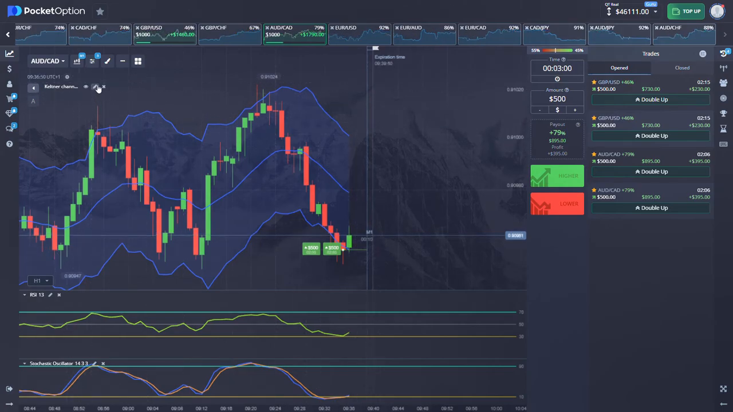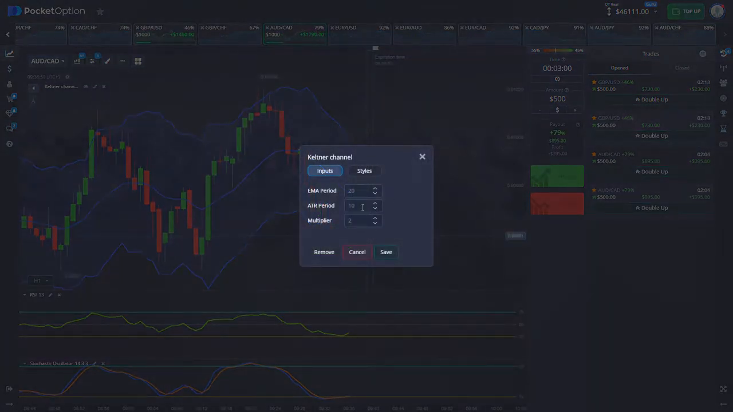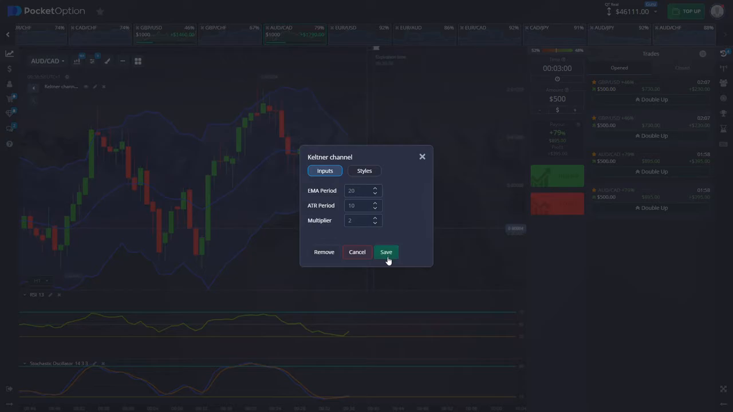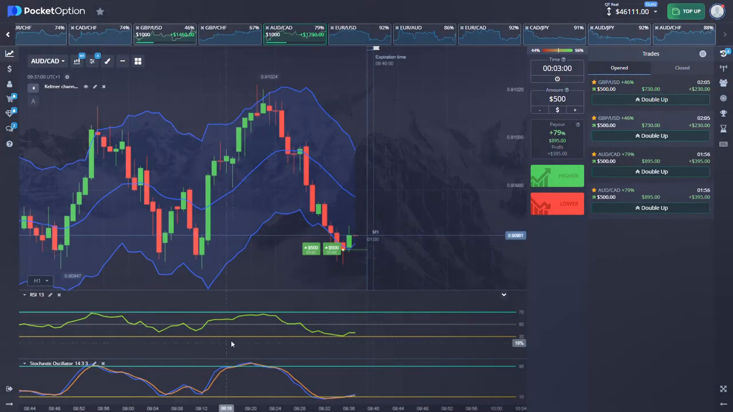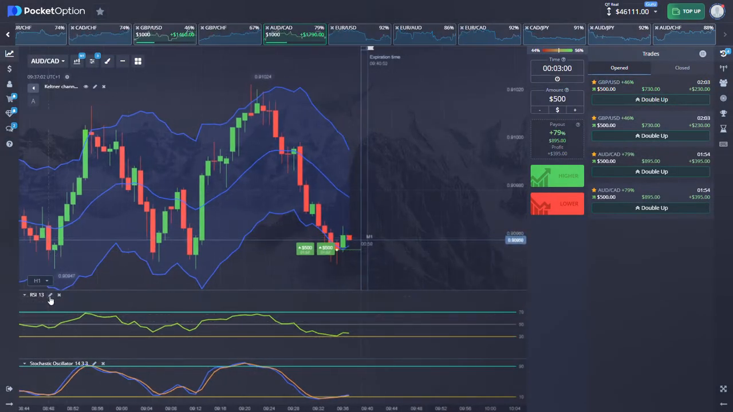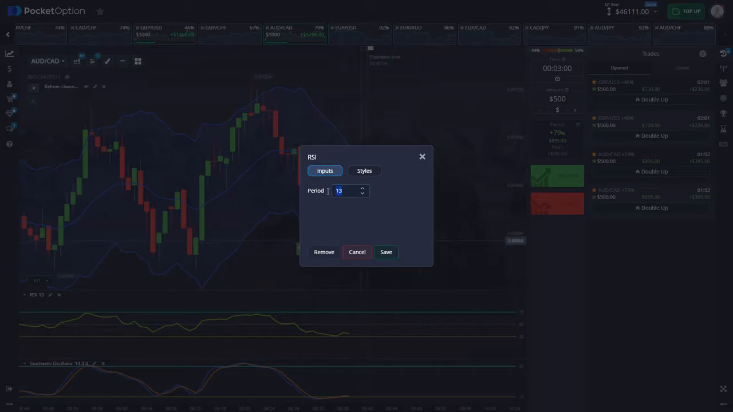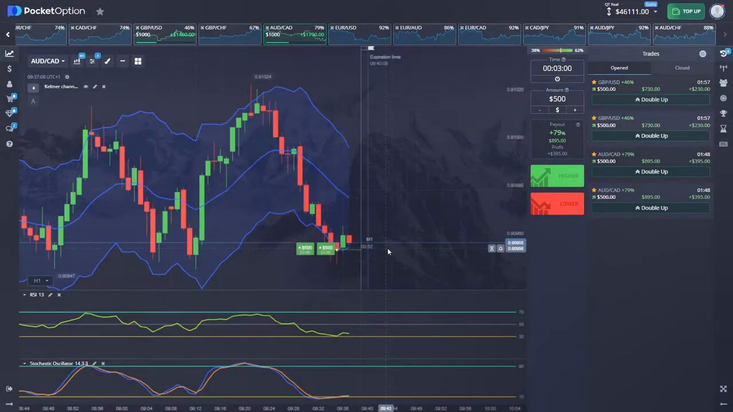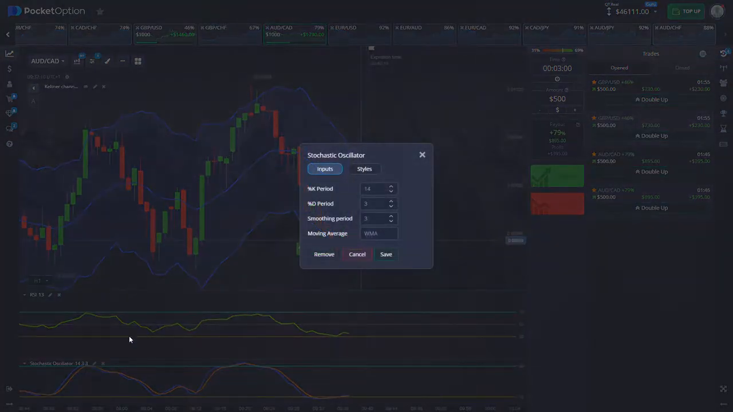The settings for the Keltner channel indicator are as follows: EMA period 20, ATR period 10 and multiplier 2. RSI period is 13. The stochastic moving average type is WMA and the overbought is 90 and oversold is 10.